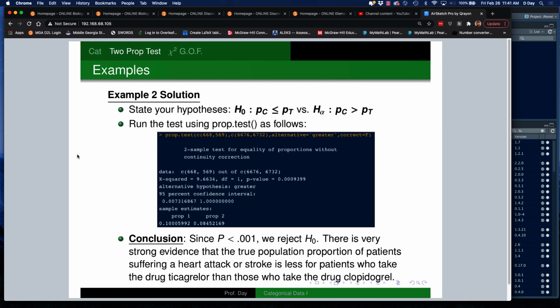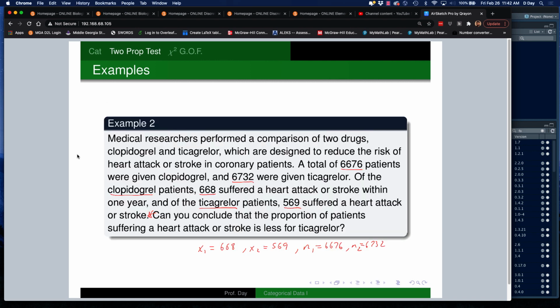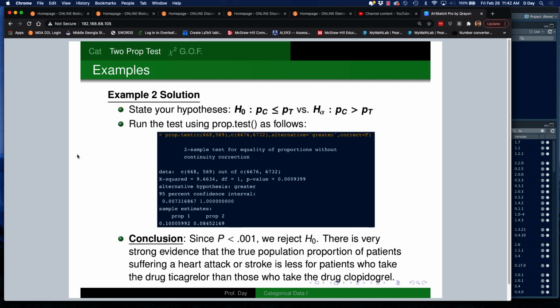So before we do R, we want to state our hypotheses. The notation for this is using lowercase p with a subscript. You can use just 1 and 2 if you want to. I used the C and the T to represent the two drug names. And remember, what we wanted to see was whether we could conclude that the proportion of patients on the ticagrelor drug was less than those on the clopidogrel drug. And so I did p_C greater than p_T. You could put these reversed.